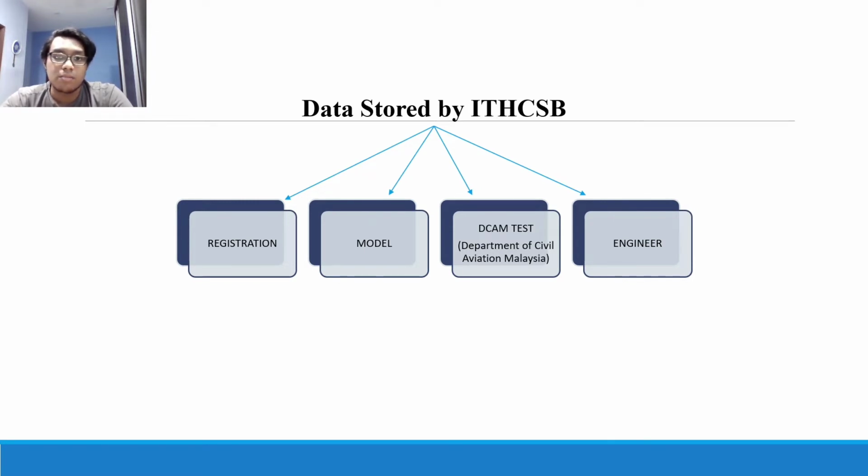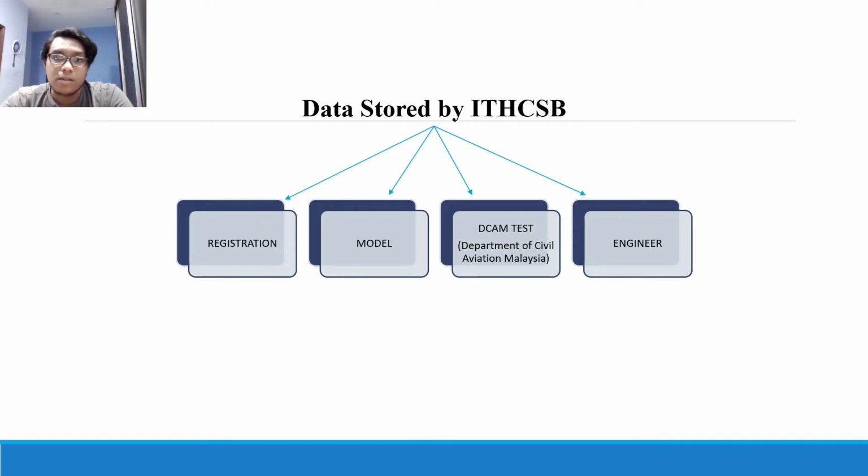Next is model. For model, there is helicopter model, name, maximum capacity, maximum passenger weight, cruise speed, weight of helicopter, engine type, range, and configuration. Besides that is the DCAM test. DCAM stands for Department of Civil Aviation Malaysia. Each test has a test ID, name, type, and a possible score.